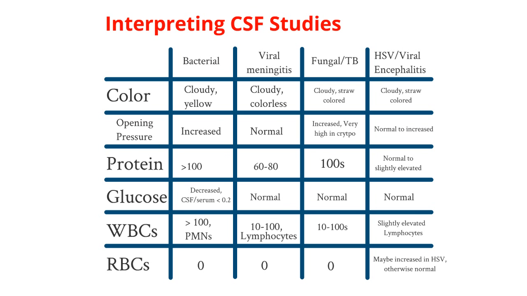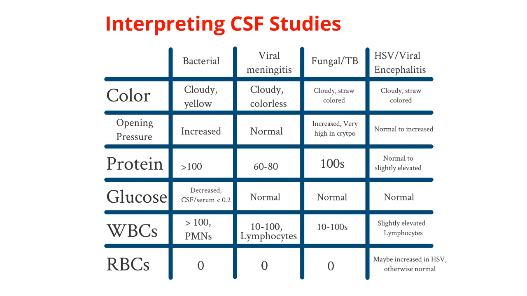Viral meningitis appears cloudy and colorless in terms of the CSF. There's a normal opening pressure with a slightly elevated protein level, about 60 to 80. Glucose generally ranges around normal, though it may be slightly elevated at times. WBCs range from about 10 to 100 with a predominance of lymphocytes. So see that juxtaposition with bacterial meningitis. So neutrophils in bacterial meningitis, lymphocytes in viral meningitis. And again, you shouldn't see any RBCs present also.